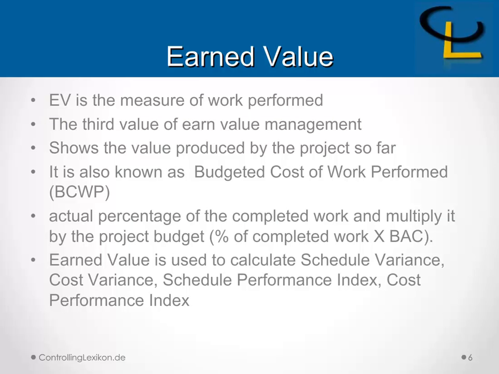Earned value measures the work performed and the value produced by the project so far, and it's the third value of earned value management. It is also known as budgeted cost of work performed, BCWP. We calculate earned value by multiplying the actual percentage of the work completed with BAC. Earned value is used to calculate schedule variance, cost variance, schedule performance index, and cost performance index.